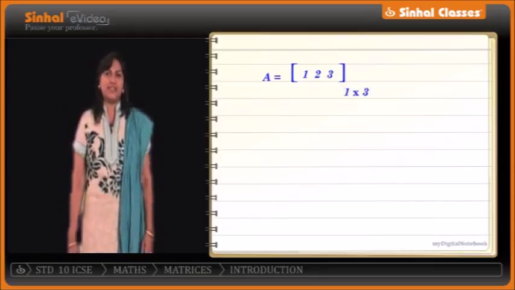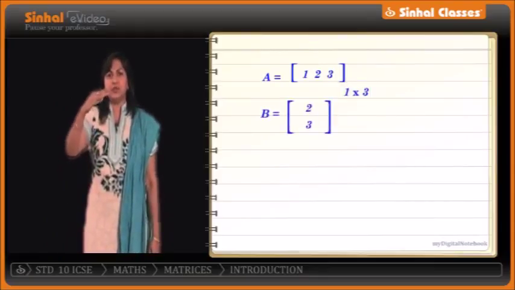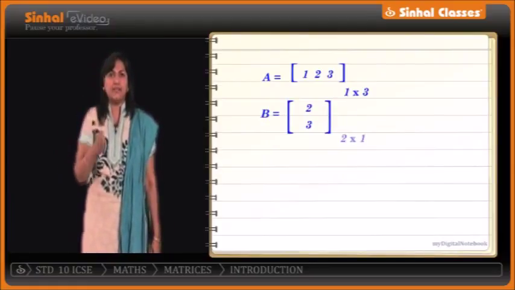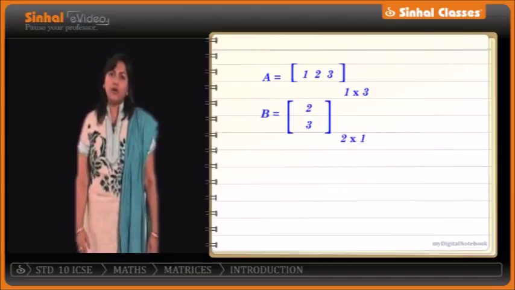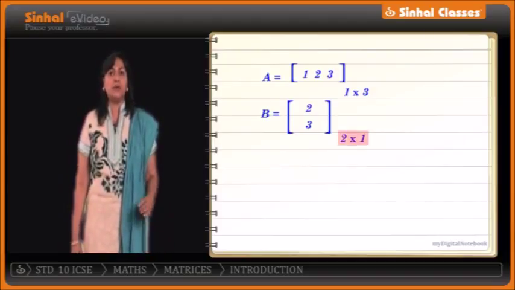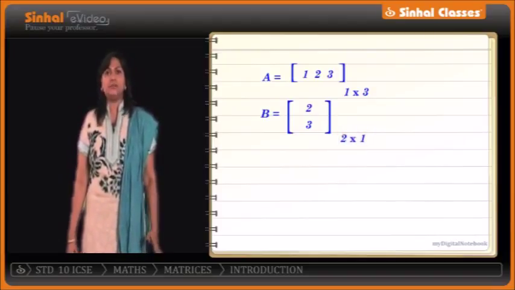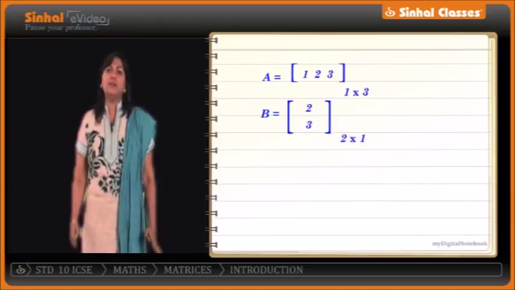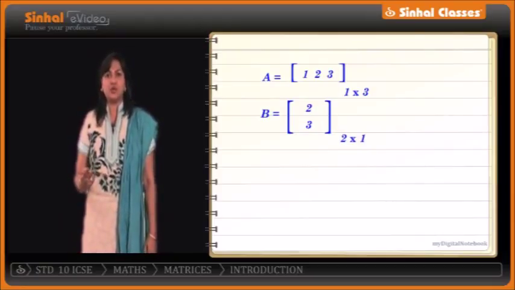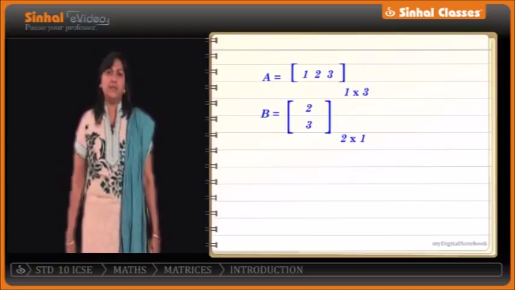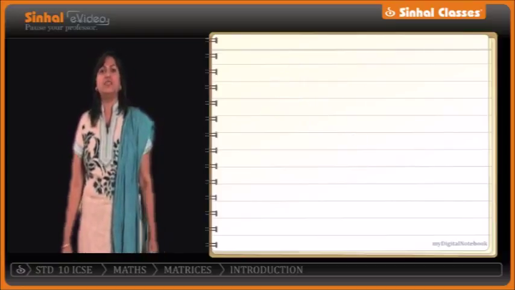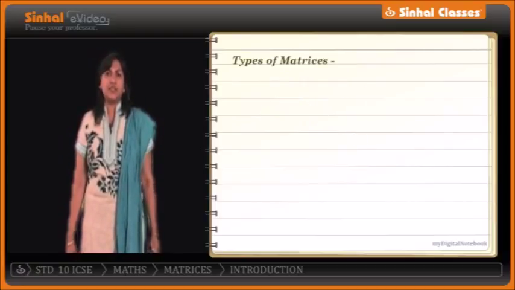Now let's take one more example. B is equal to 2, 3. In this case, there are 2 rows and 1 column. So the order of this will be 2 by 1. We leave it as 2 by 1 because it tells us that there are 2 rows and 1 column. Now we move on to types of matrices.